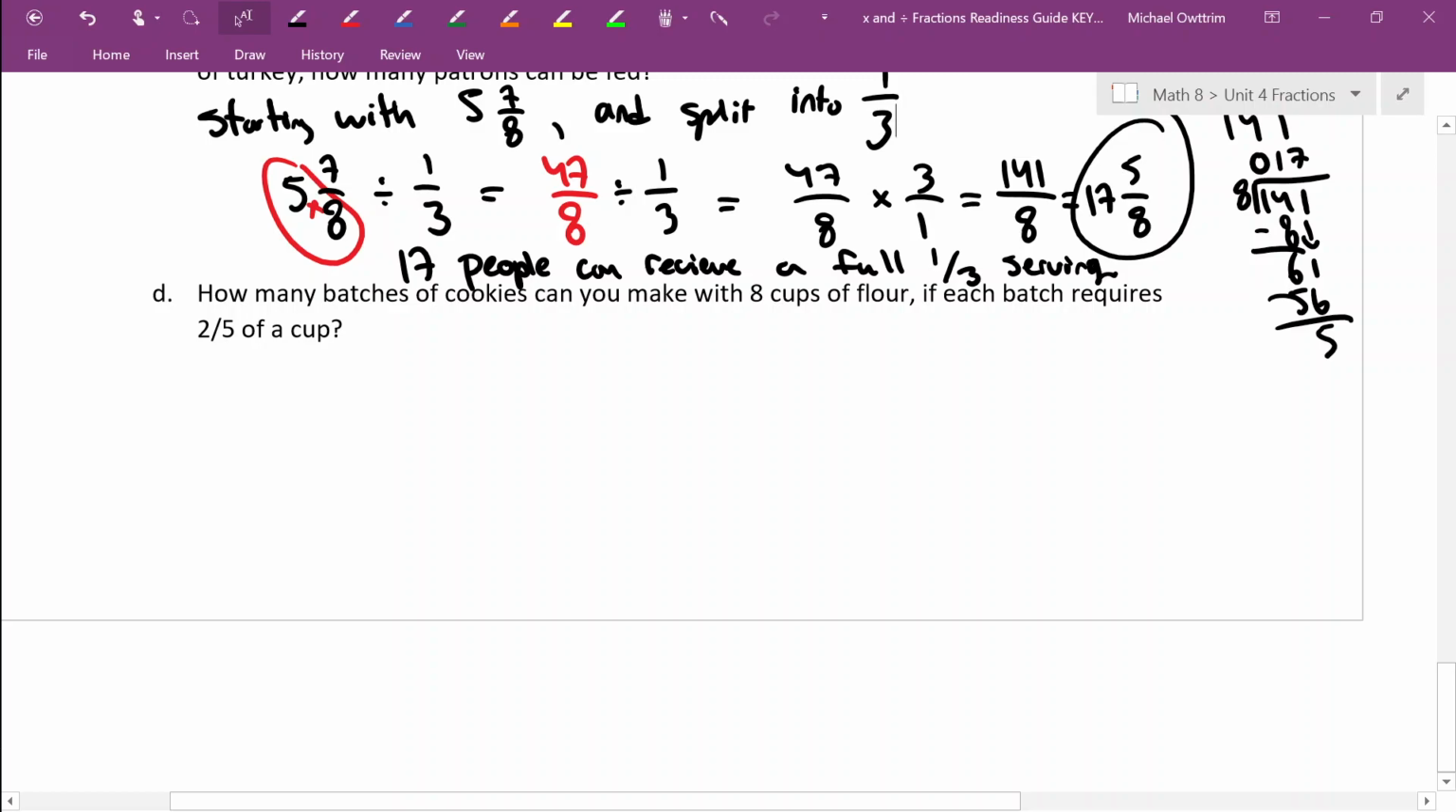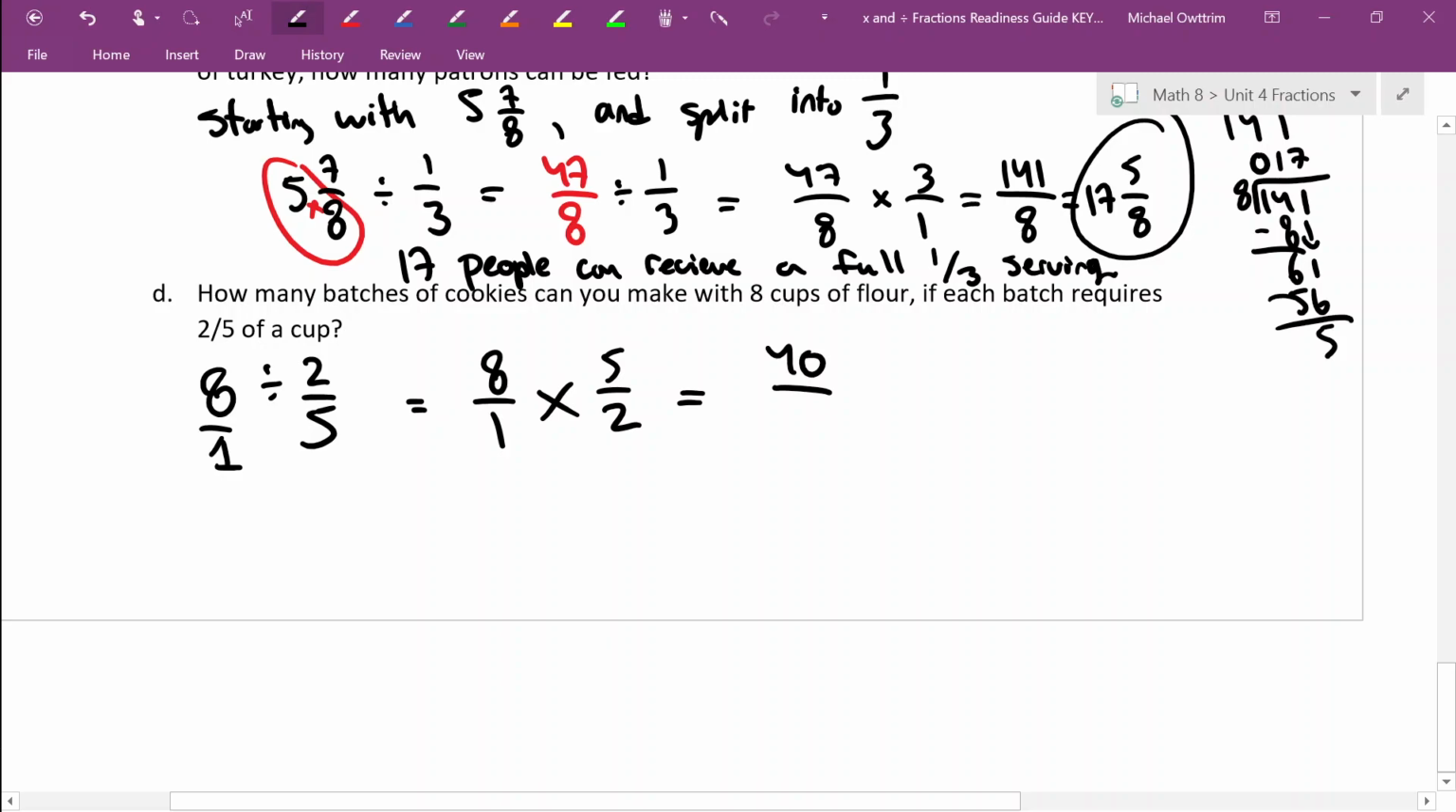Last one, how many batches of cookies can you make with 8 cups of flour if each batch requires 2/5 of a cup? So we have 8 cups of flour and we want to split into groups of 2/5 again. So again, we're going to divide there. We're going to rewrite our 8 as 8 over 1. And then we'll flip and multiply. So 8 over 1 stays the same as our first fraction. Change divide to multiply. 5 over 2 now is our reciprocal. 8 times 5 is 40. 1 times 2 is 2. 40 divided by 2 is 20. And you can make 20 batches.